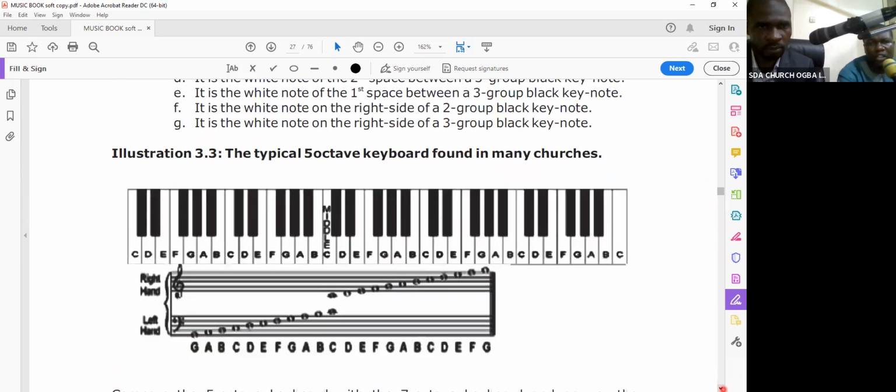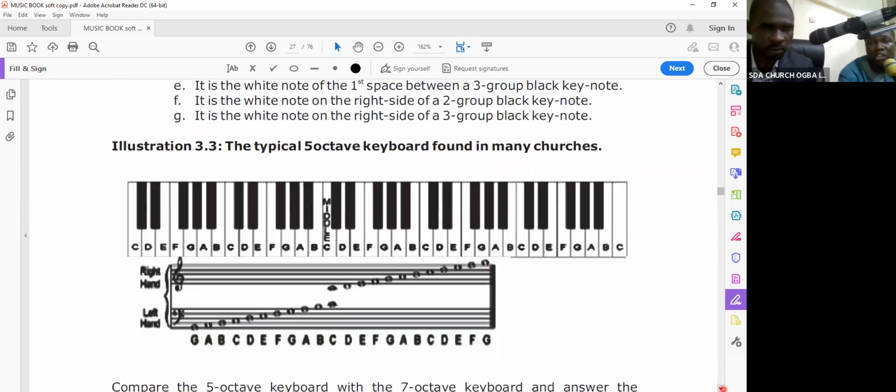This is a 5 octave keyboard. This is what you find in many churches. In this case, it might be a bit easier for you to find the middle C. Count 1, 2, 3, 4, 5, 6, 7, 8, 9, 10, 11, 12, 13, 14. It's the 15th key from your left. The 15th white key is the middle C.